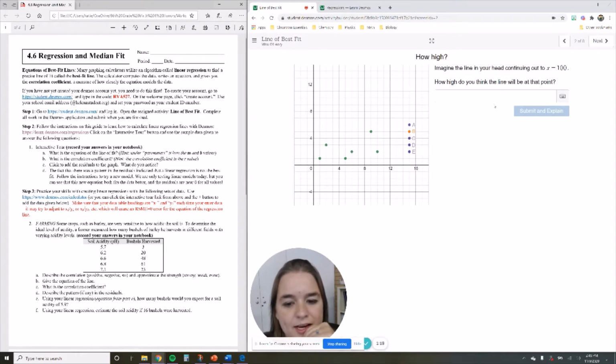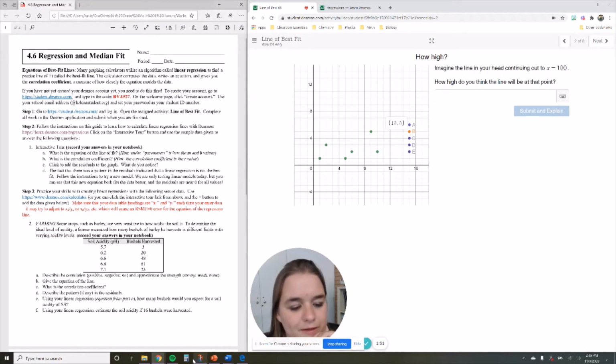Well, imagine in your head the line continuing out to x equals 100. How high do you think the line will be at that point? Well, if I take my line again and I look at it here, it went through B, which is at 15.5, but I need to continue that pattern out to where x equals 100. So my imaginary line started at 0, at the y-intercept of 0, which tells me that for every time I went up 5, I went over 15.